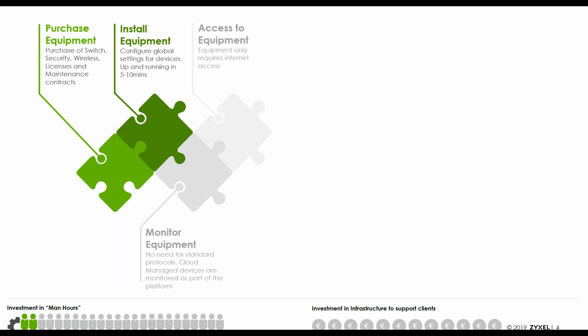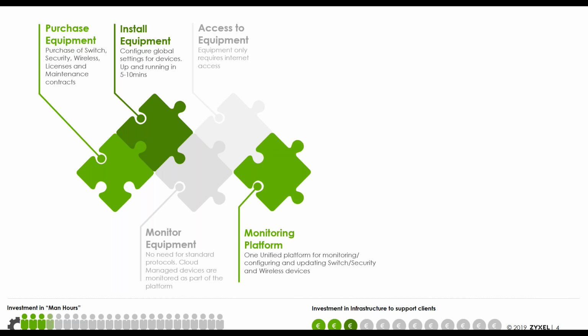Access to the equipment, it's all accessed through the Nebula Control Centre, which is housed on our AWS platform, which is very secure, very easy to access, and doesn't require any sort of complex routing or VPNs in order to access it. The monitoring platform is all under one unified platform, so you can monitor your switches, your firewalls, so your security devices, as well as all your wireless devices.